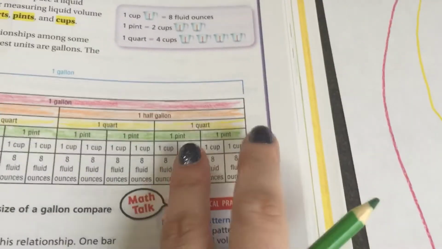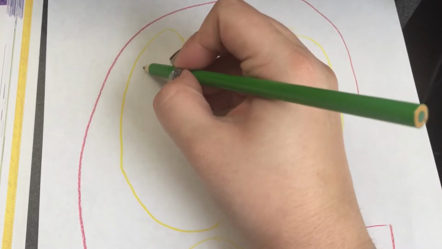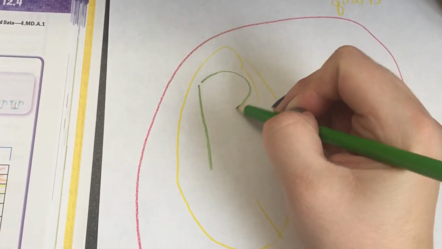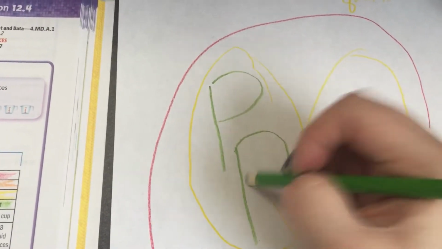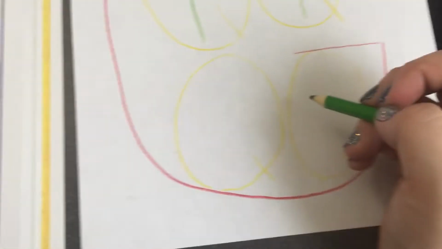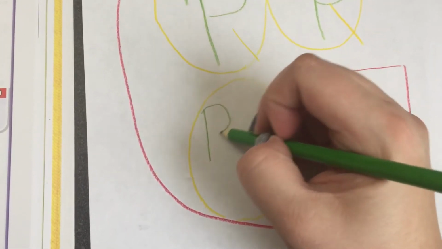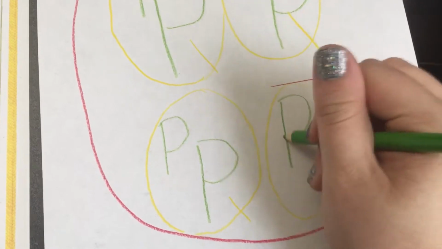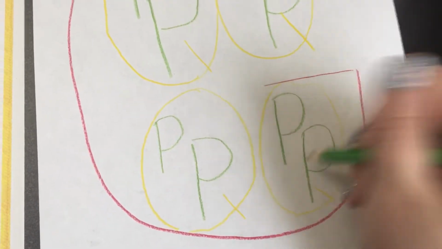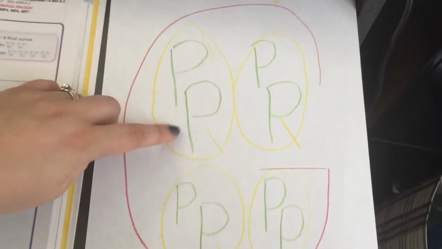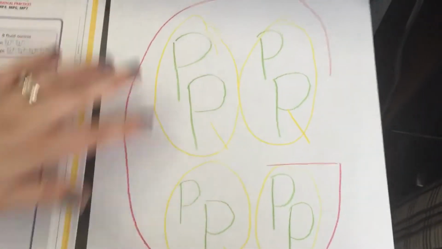Okay, because there are 2 pints in 1 quart, I'm going to come over to each of my Q's, and I'm going to draw 2 letter P's inside each one to represent a pint. So 1 pint, 2 pints, 1 pint, 2 pints, 1 pint, 2 pints, 1 pint, 2 pints. Okay, so if I were to ask you how many pints are in a gallon, you could be like, ooh, 1, 2, 3, 4, 5, 6, 7, 8. 8 pints in a whole gallon.